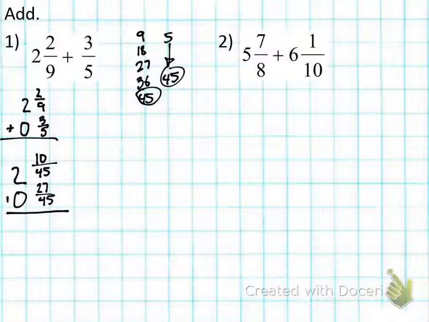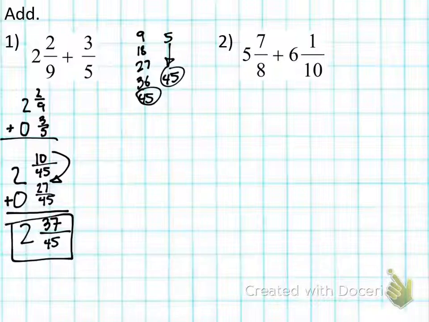And then I continue my math problem, adding it. 10 plus 27 is 37. Keep my denominator at 45 and bring it down, okay? Then I add 2 plus 0 is 2. That's it. Then I ask myself, can I simplify this? Nope. And then I ask myself, is there an improper fraction, 37/45? Nope, that looks good. So we are done. We're going to box our answer. And that's it. We're done with number 1.